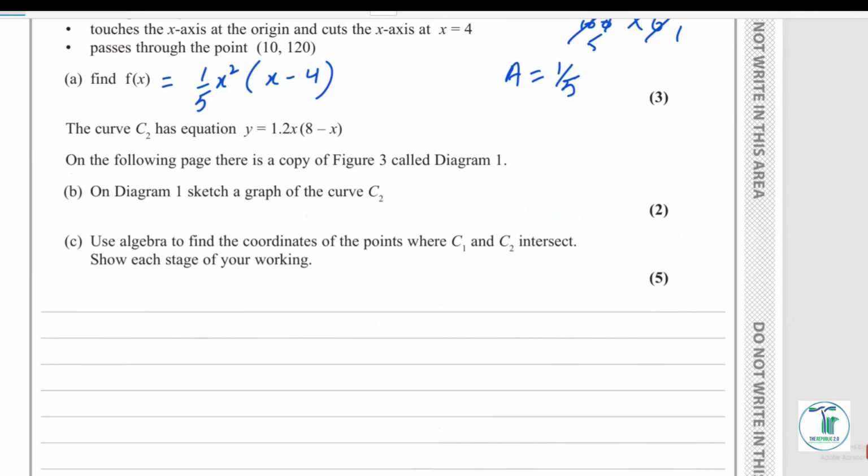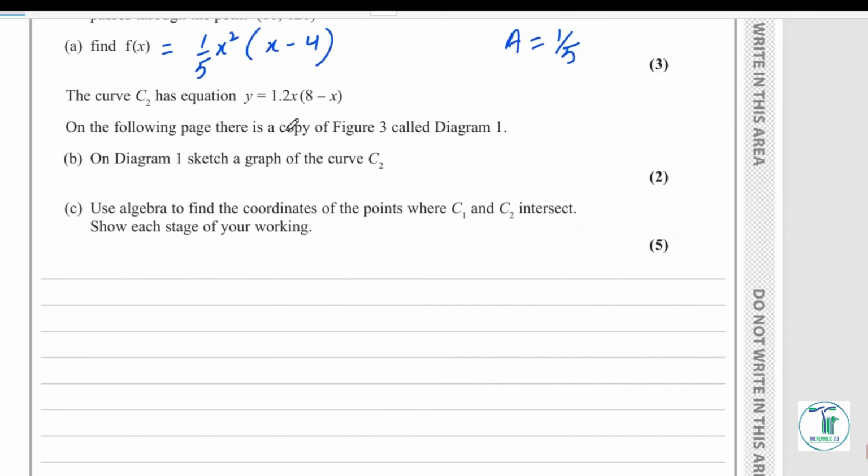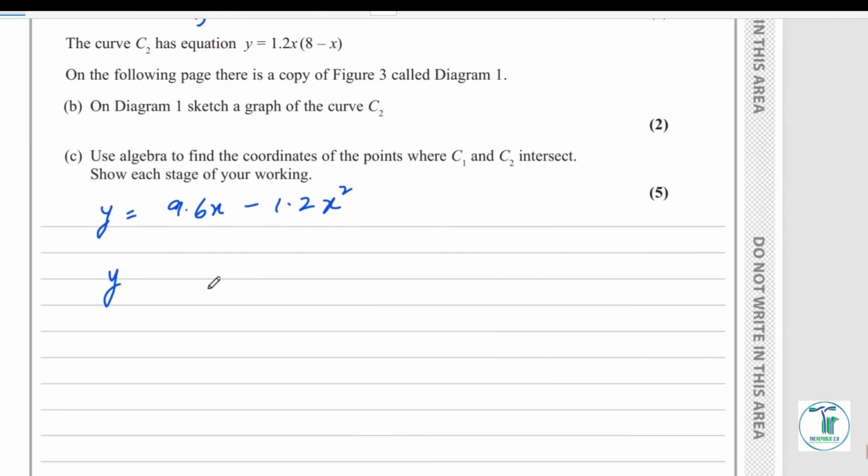Before sketching the curve C2, I need to write it in completed square form. First of all, I'm going to write it as 9.6x minus 1.2x squared. That is how I'm going to write this down. By taking negative 1.2 out as a common factor, I'm left with x squared minus 8x.